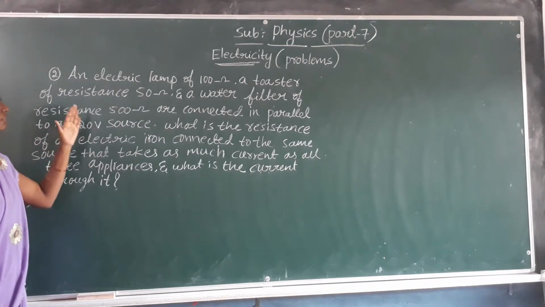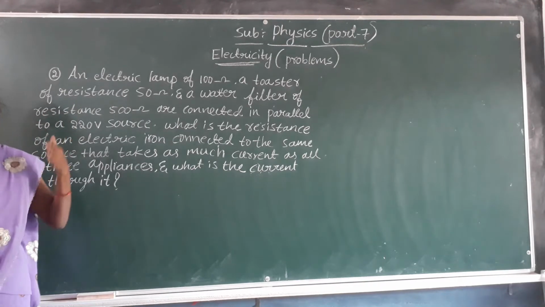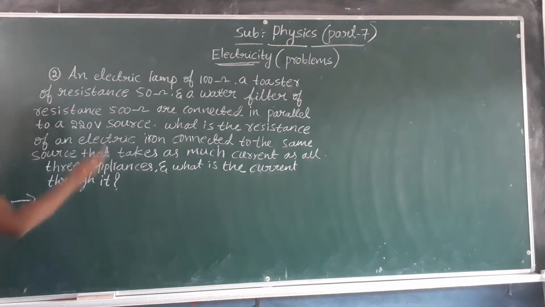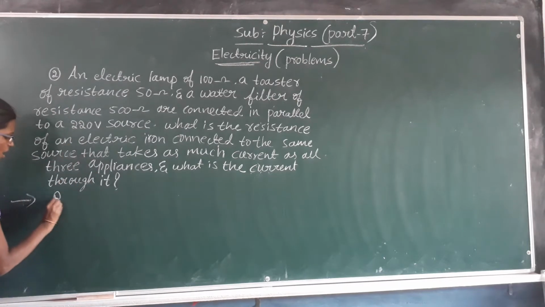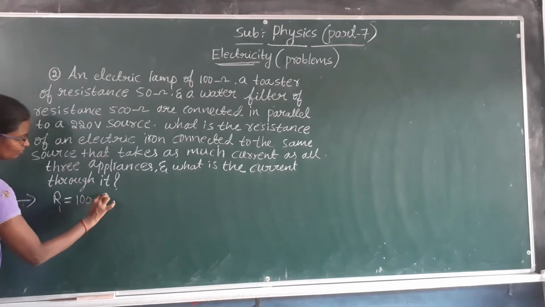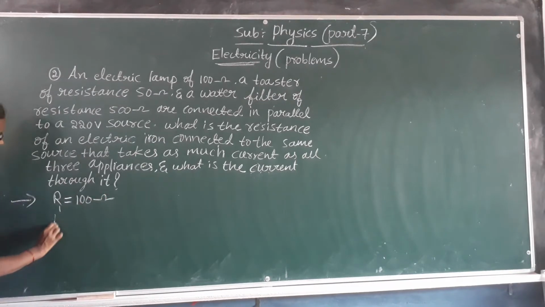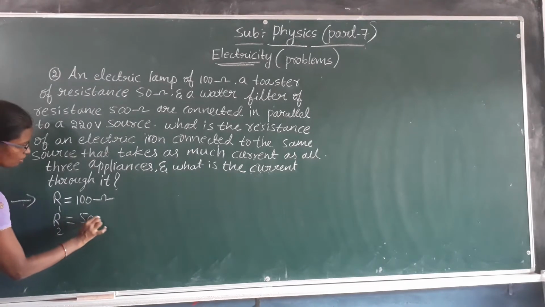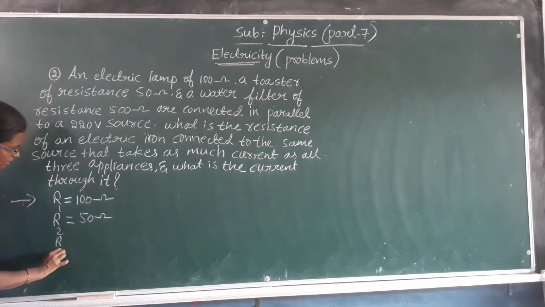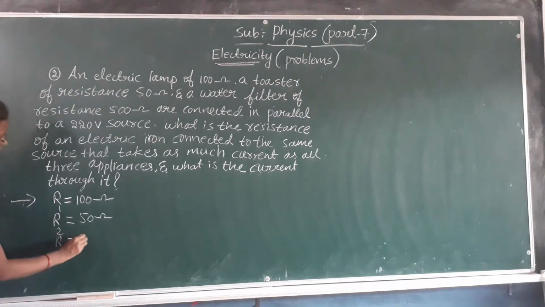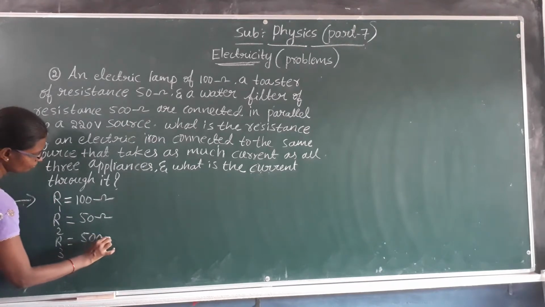So first in this we have to write what the given data are. The given R1 is equal to 100 ohm. This is the ohm symbol. Next, R2 is equal to 50 ohm. Then R3 is equal to 500 ohm.